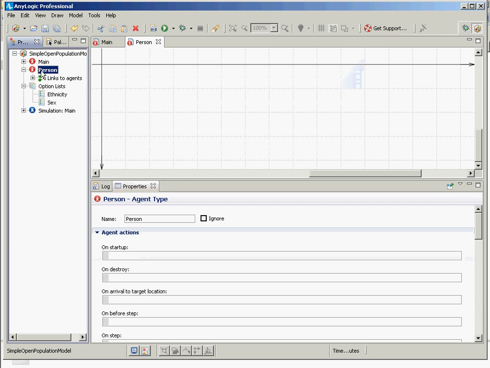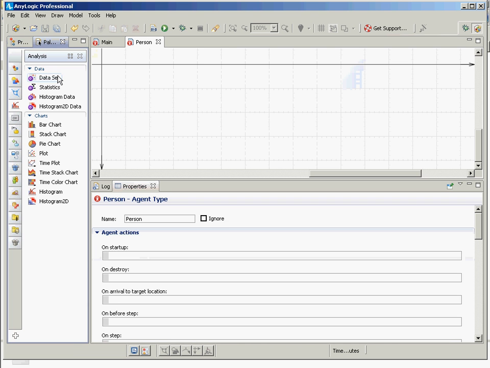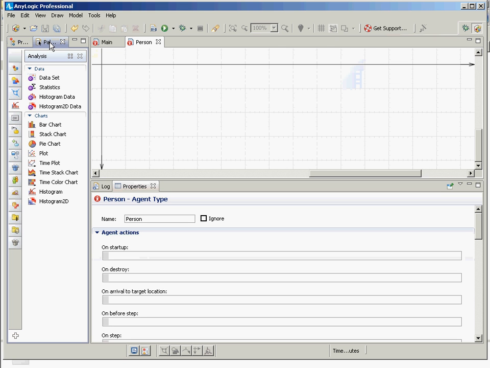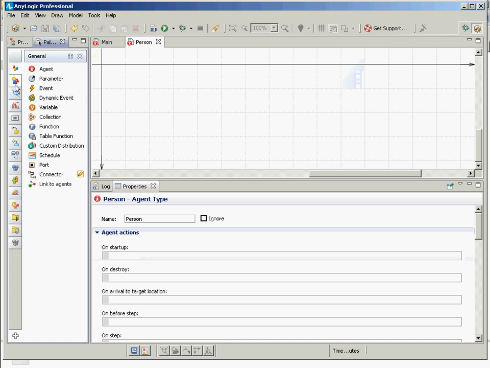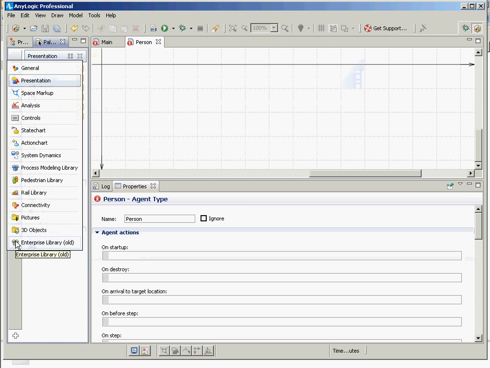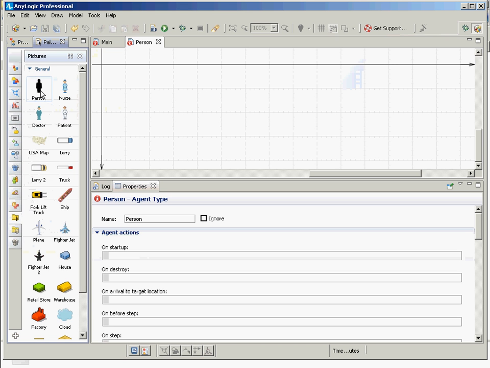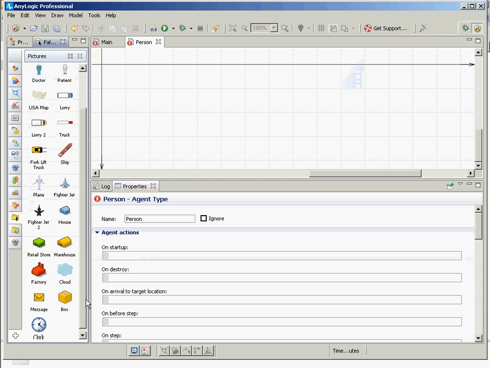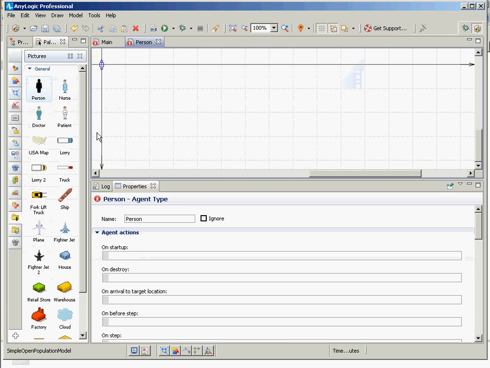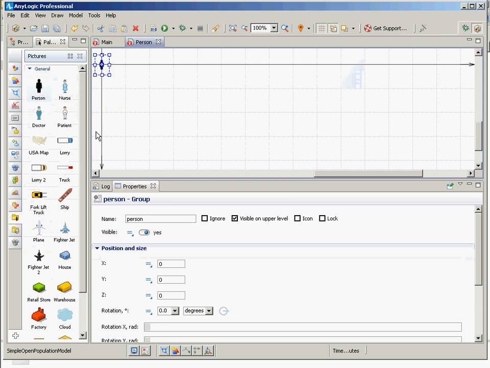So double click on person. Let's first give them an appearance. Let's suppose we want to give them, well, okay, maybe you're bored with circles. You want to do a rectangle? Or hey, why don't we do one of those pictures? What do you think? Okay, yeah. So we want to restrain ourselves. No fighter jets in this one, or forklift trucks, but maybe a person, something like that. What do you think? Yeah.